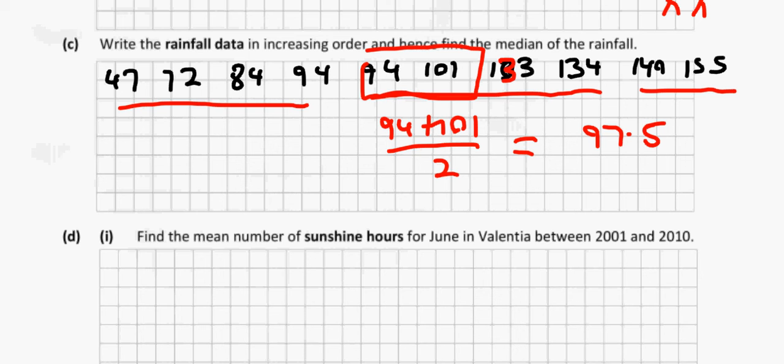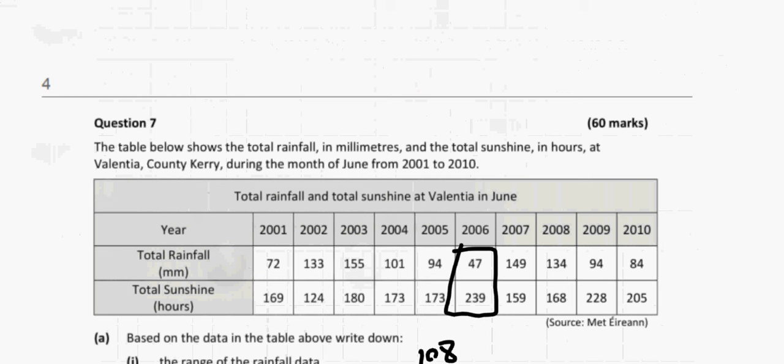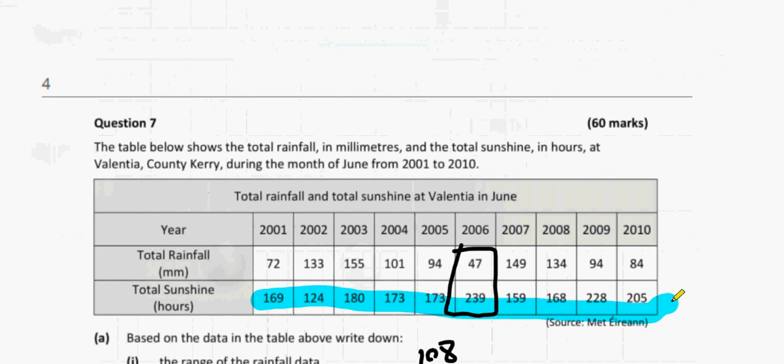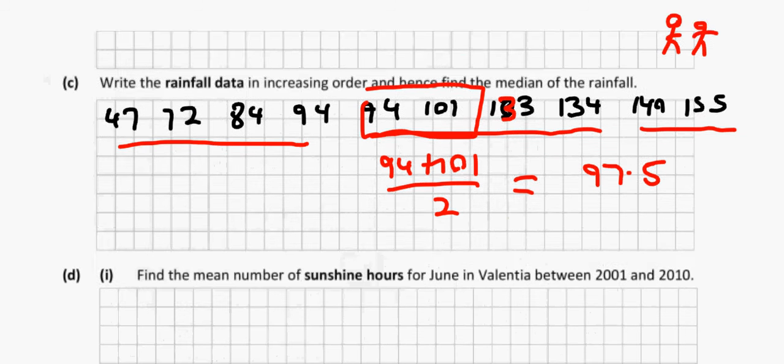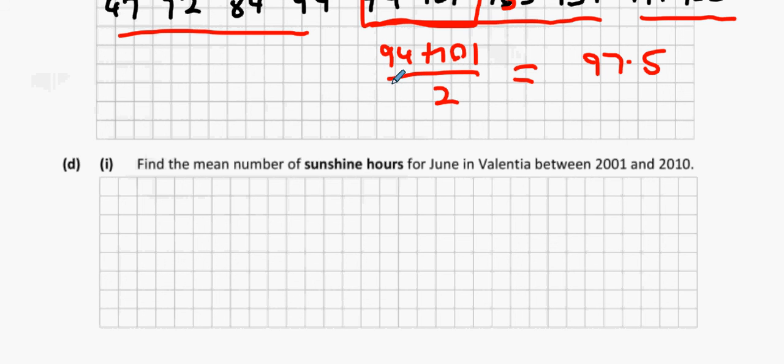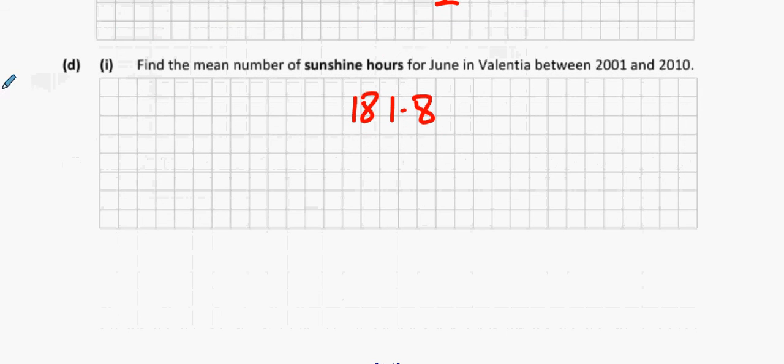You guys did the mean yourselves, didn't you? So lads, to do the mean, I'll quickly go back. You add them all up and divide by 10, don't you? What did you get for the mean? I might get 181. 181.8. Okay. Really good.